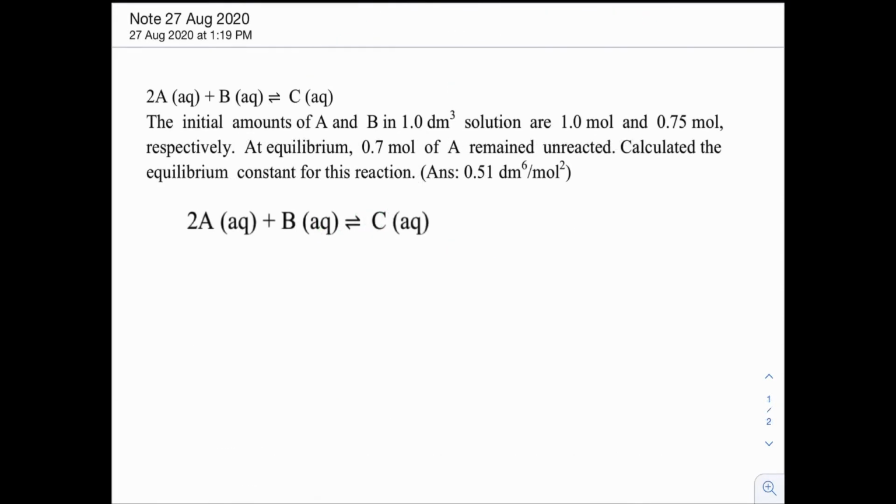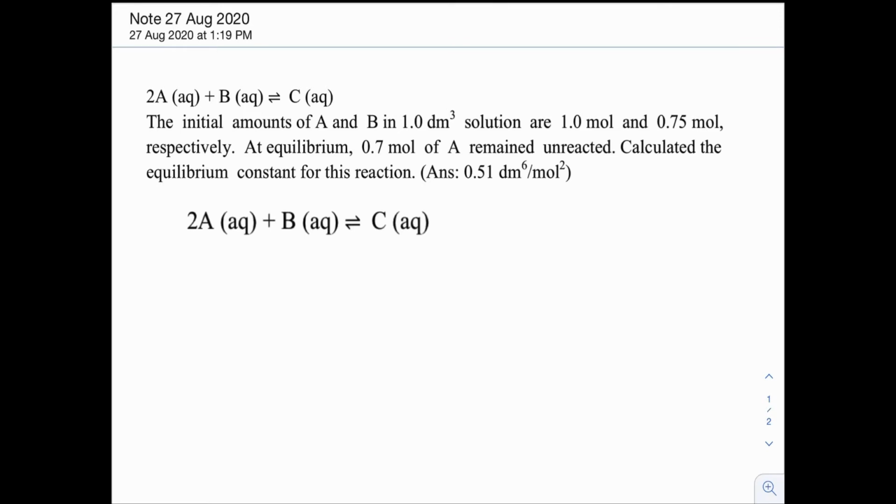Now let's look at a question regarding Kc. Imagine this is the equation given. The initial amounts of A and B in 1 dm³ solution are 1 mole and 0.75 mole respectively. At equilibrium, 0.7 mole of A remains unreacted. Calculate the equilibrium constant for this reaction.